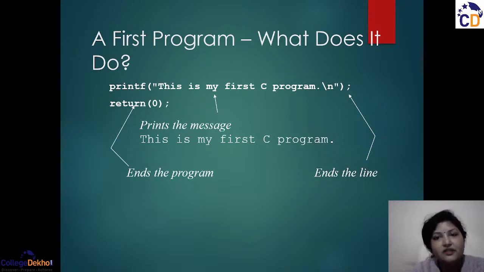This is the print message. Whatever you write in the double quotes is printed on the screen, right? It prints the message. This print function is going to print something. And what is this something? That is defined within the double quotes, right?